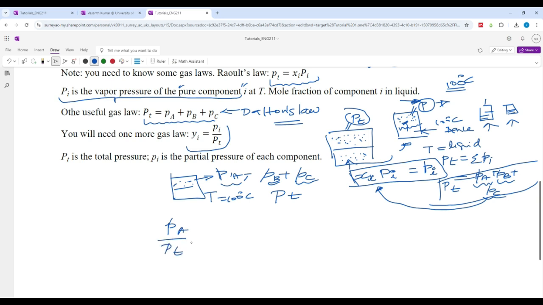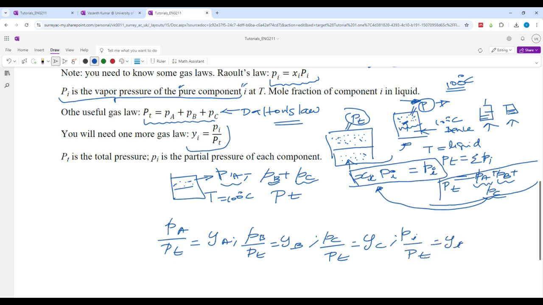So small p_A by P_T should be equal to the mole fraction of component A, y_A. Small p_B by P_T should be equal to the mole fraction of component B, and small p_C divided by P_T should be equal to the mole fraction of component C. And for the ith component, small p_i by P_T should be equal to y_i, the mole fraction of the ith component. So that's another form of Dalton's law. So we have all the necessary formulas to calculate.